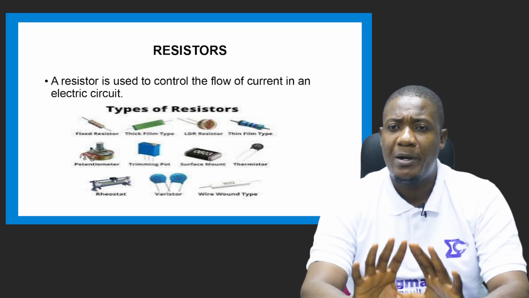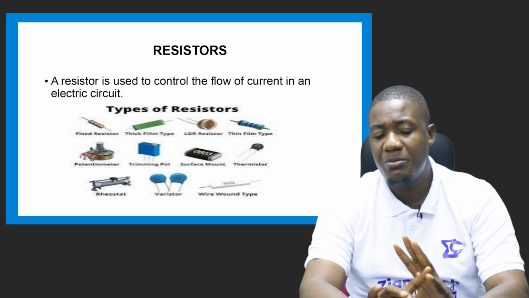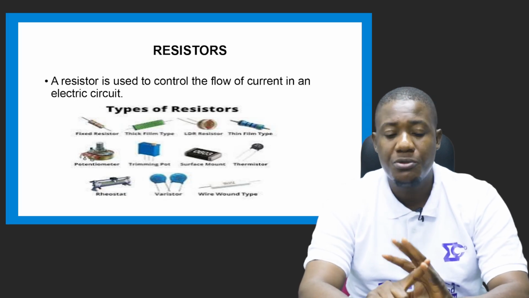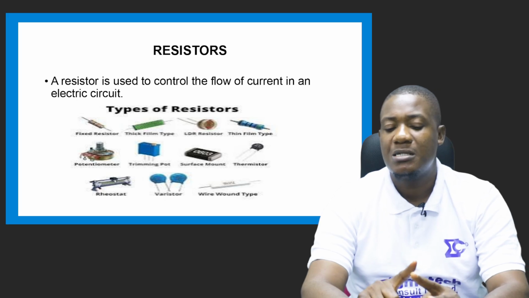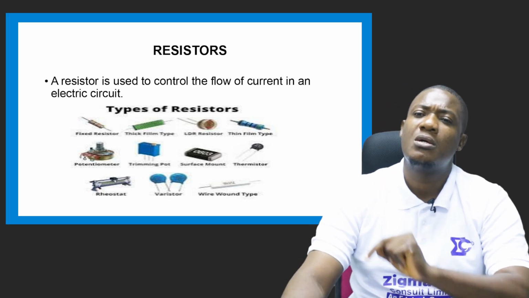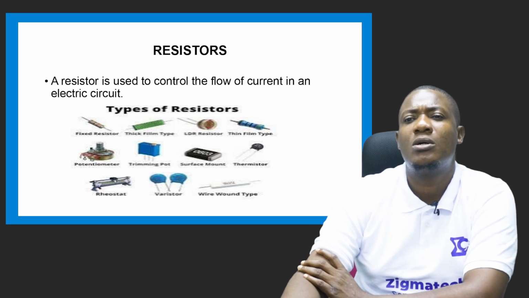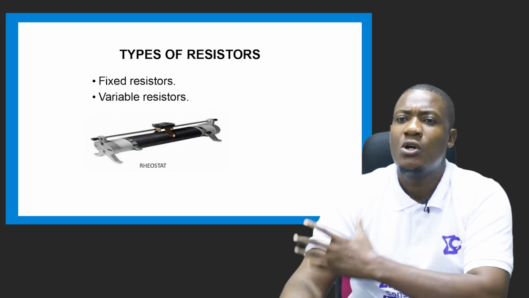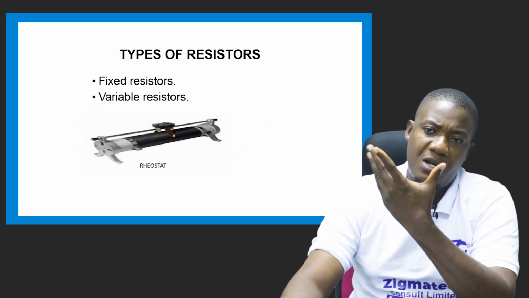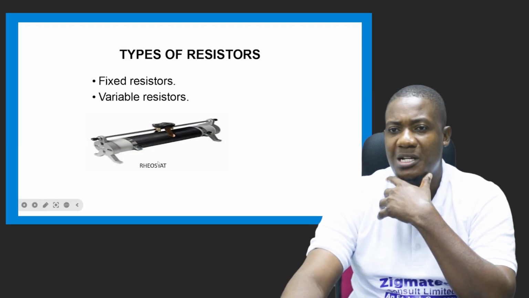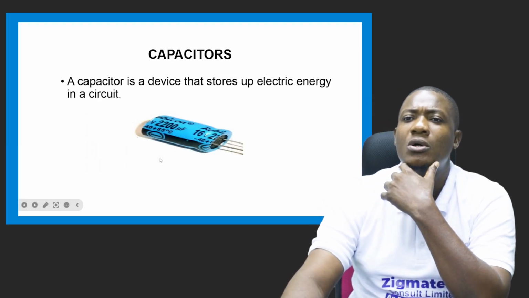class about resistors. All right, I've told you the meaning of resistors, what they do, resistance, types of resistors, and all that. Okay, so here we have types of resistors. We have the fixed and variable. This is a rheostat here, a variable resistor, and all of that.